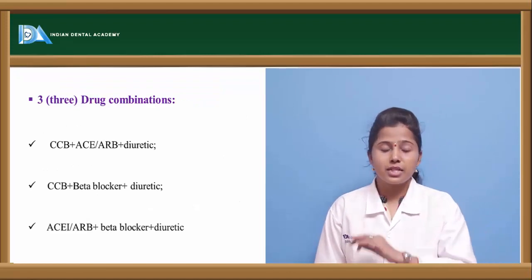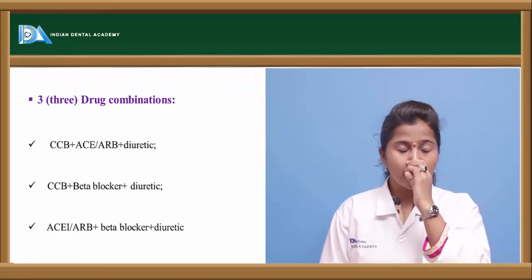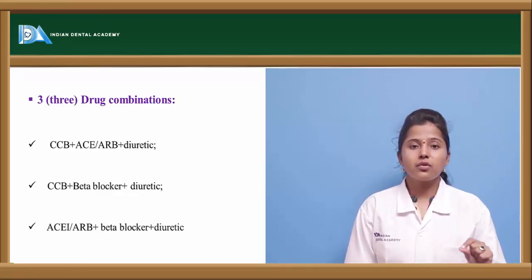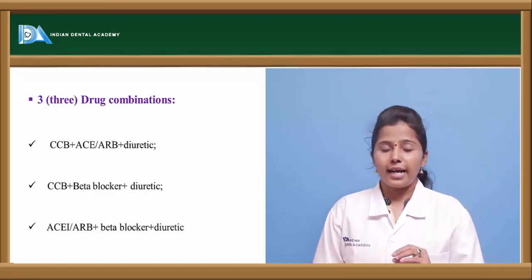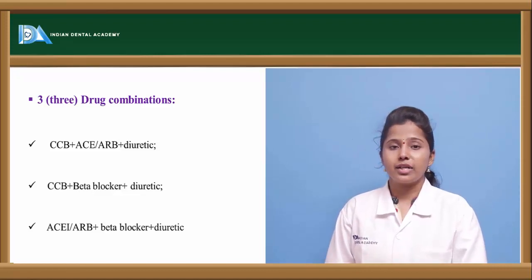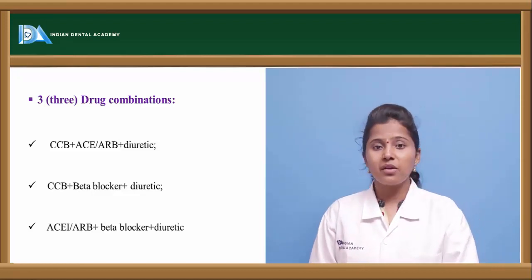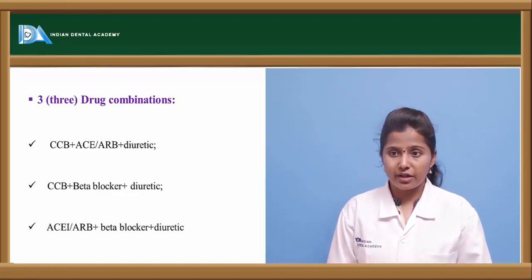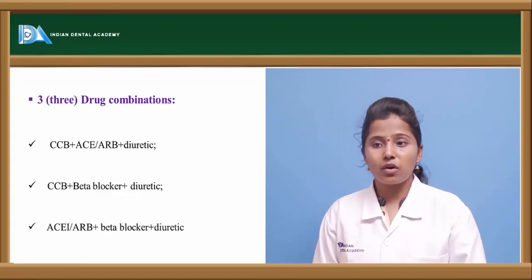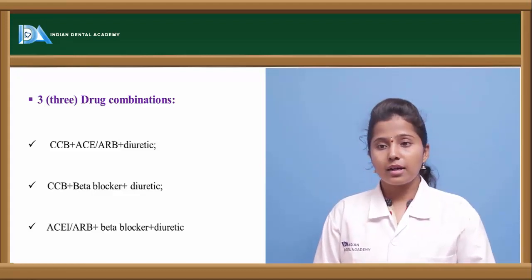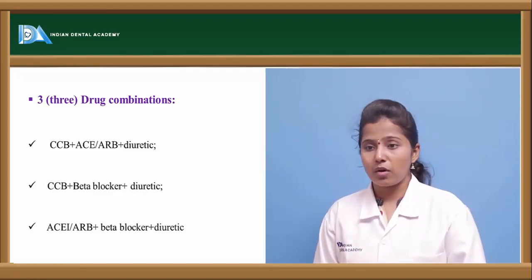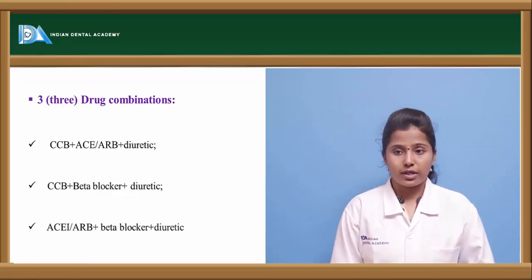There are 3 drug combinations. Till now we saw 2 drug combinations. Now let us see the 3 drug combinations. Here the first combination includes calcium channel blockers plus angiotensin converting enzyme inhibitors or angiotensin receptor blockers and diuretics. These 3 drugs can be given in combination for a better antihypertensive effect. And the second combination is calcium channel blockers with beta blockers and diuretics. And the third is angiotensin converting enzyme inhibitors or angiotensin receptor blockers with beta blockers as well as diuretics.